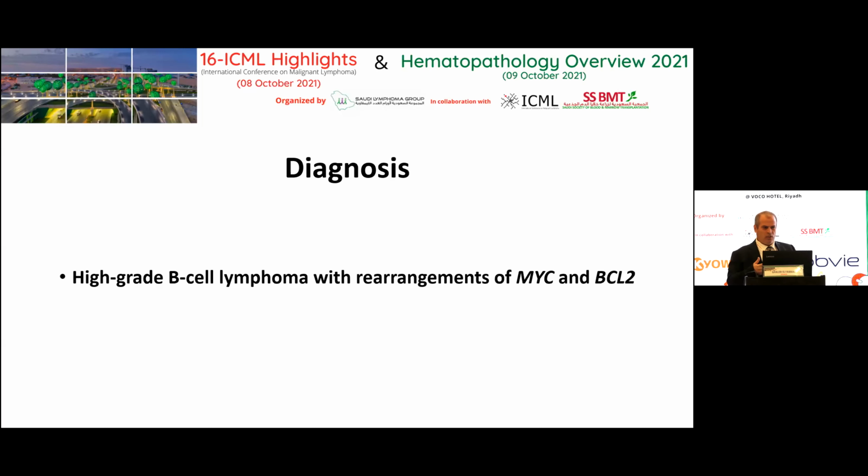The other important issue is that kappa and lambda by flow cytometry should be included in your acute leukemia panel.